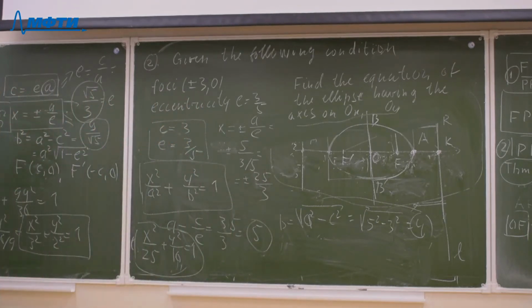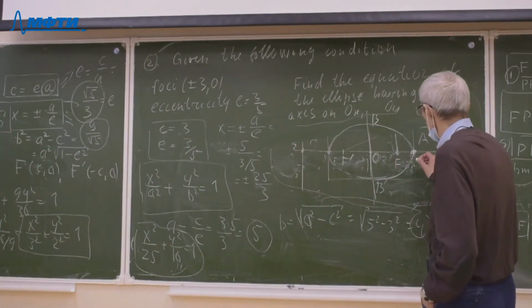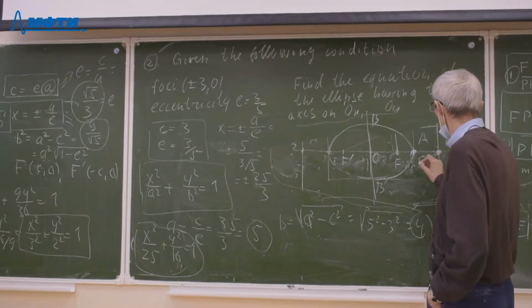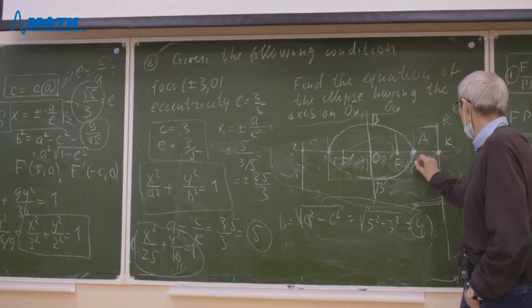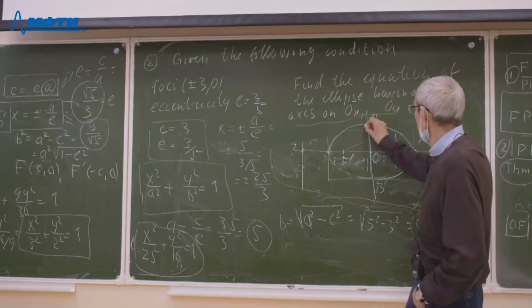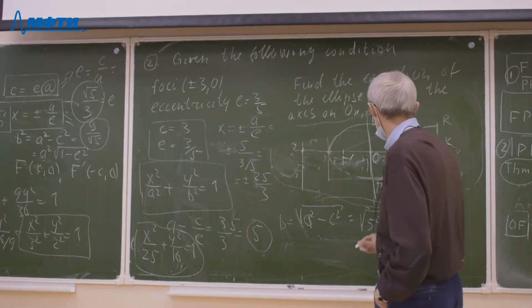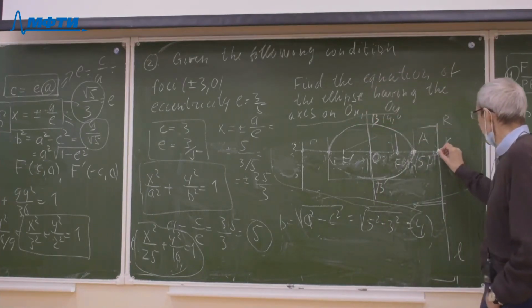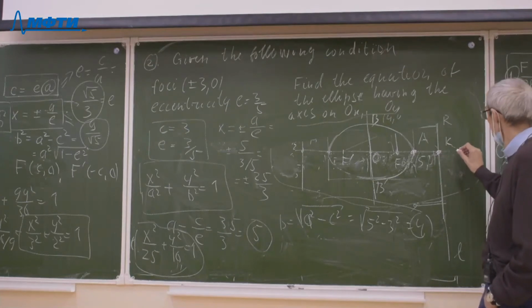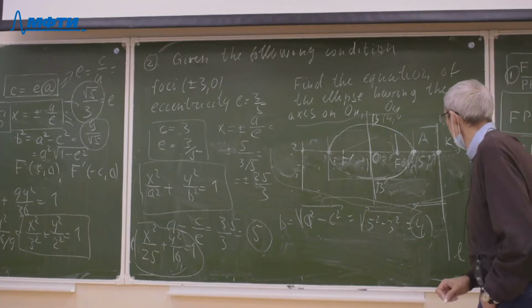and after that we can easily draw this ellipse. This point has a coordinate 5, 0, this point 4, 0, this point 3, 0, and this point K has a coordinate the ratio 25, 3.